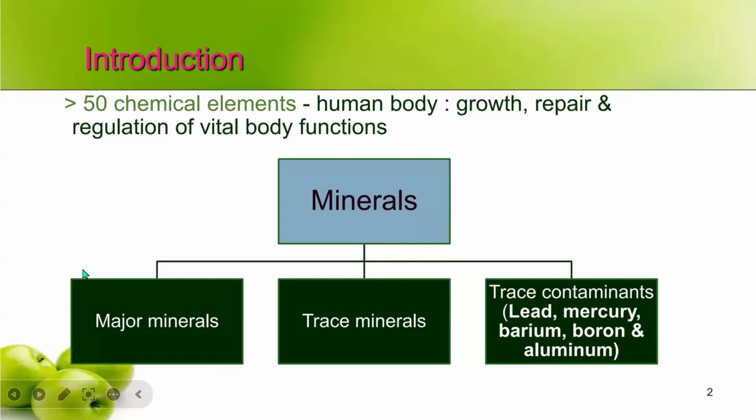We have major elements, that is the elements that we require in larger quantity. And we have trace minerals, which are required in small quantity. And we also have trace contaminants. There are minerals that actually cause danger in our body. So these are the classes of minerals that we have in the body. Trace contaminants include lead, mercury, barium, boron, and aluminum. If these kinds of minerals get into our body, they cause serious damage, they cause serious problems.